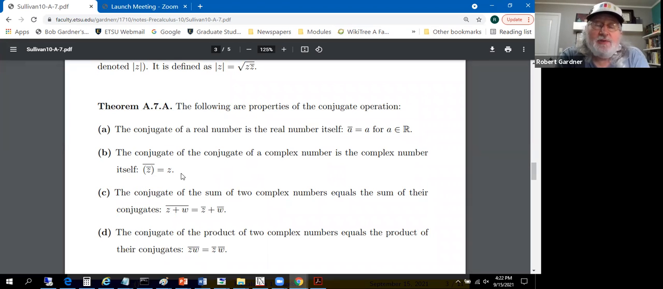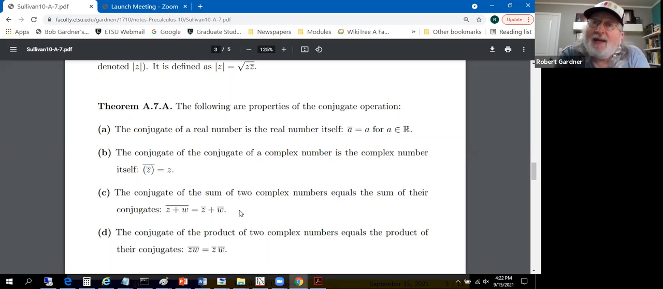Yeah, because you will change the sign of the imaginary part, say from positive to negative, and then you'll change it a second time from negative back to positive, for example. So that's not in the least bit a surprise. The conjugate of the sum of two complex numbers equals the sum of the conjugates. That is, the conjugate of z plus w equals the conjugate of z plus the conjugate of w.